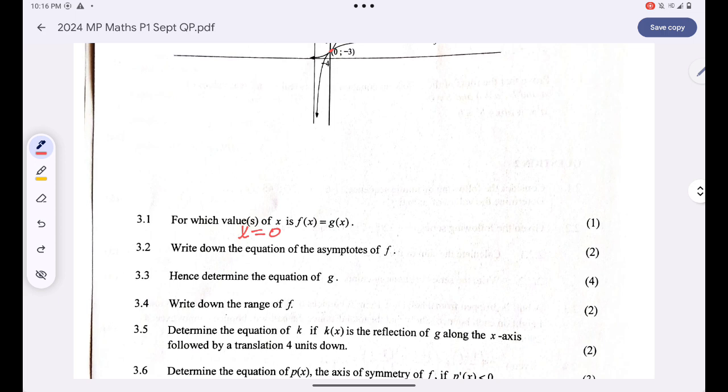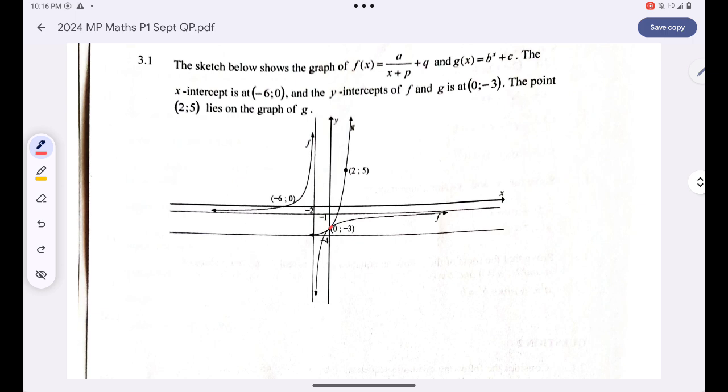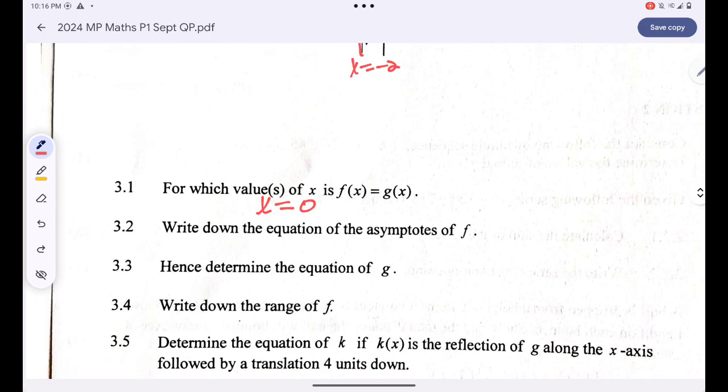Okay, and then I must write down the equation of the asymptotes of the graph of f. So the graph of f of x, guys, is a hyperbolic function and it has two asymptotes. Are you together? It has both the horizontal asymptote as well as the vertical asymptote. This is our horizontal asymptote over there at y is equal to -1, and our vertical asymptote at x is equal to -2. So over there I can simply say my vertical asymptote is just x is equal to -2, and the horizontal asymptote is y being equal to -1.